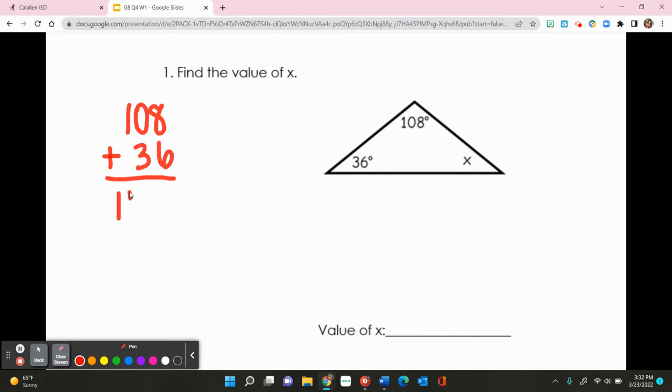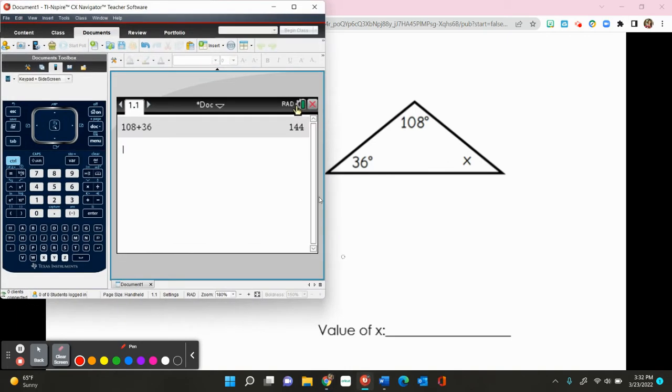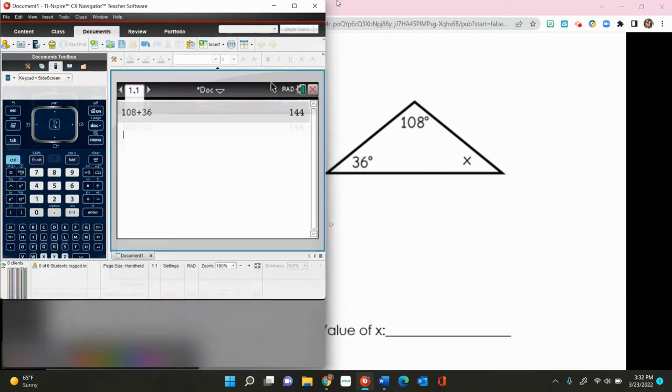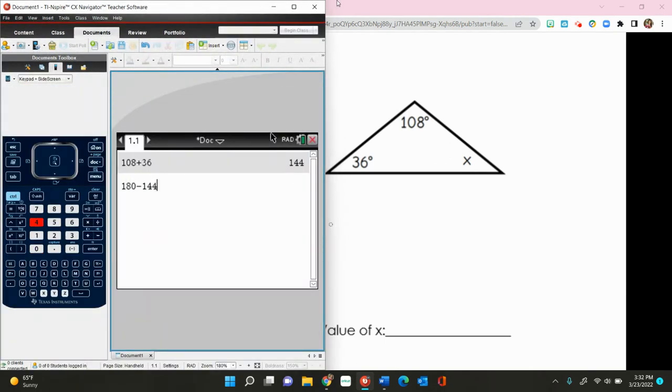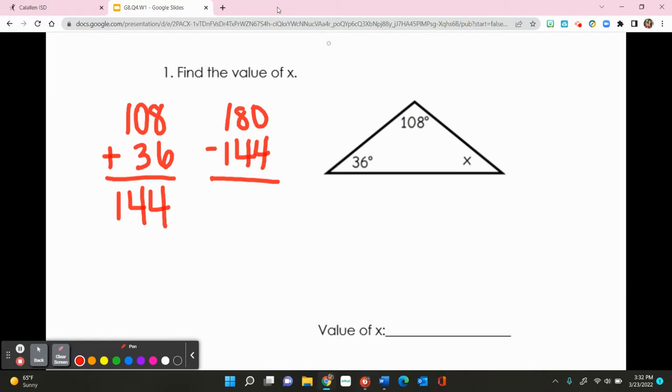So now that I know these two angles add up to equal 144, and I know overall my angles should add up to equal 180, I can now subtract 144 from 180. So 180 minus 144 is going to give you 36. So here, the value of x is 36. So this is 36 degrees.